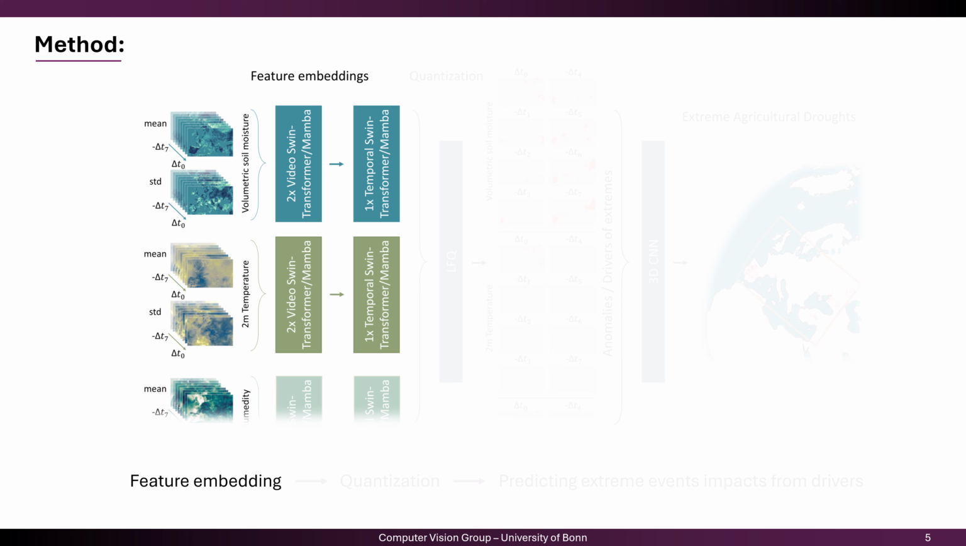For the task, we propose a new approach that can jointly predict the impacts of extremes along with the drivers associated with these events. The input is a weekly mean and standard deviation for each input climate variable. We use here a multimodality to extract features from each input variable separately.